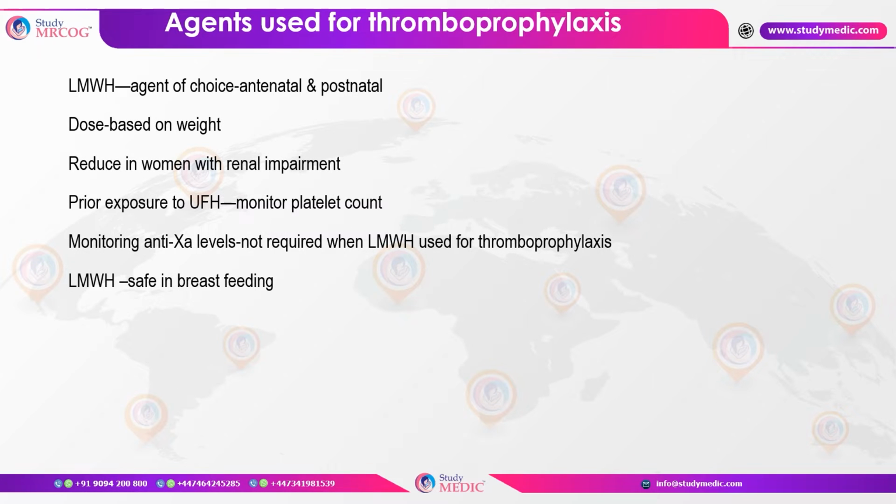Now, which are the agents that are used? So, low molecular weight heparin is the agent of choice both in antenatal and the postnatal period. The dose for this is based on the weight. Remember, it is the booking weight and not the current weight of the patient. It is normally safe to give to everyone, except you have to reduce the dose in women who have had renal impairment, and also if there is very severe hypertension, that means a pressure of more than 200 by 110, you will avoid giving low molecular weight heparin.